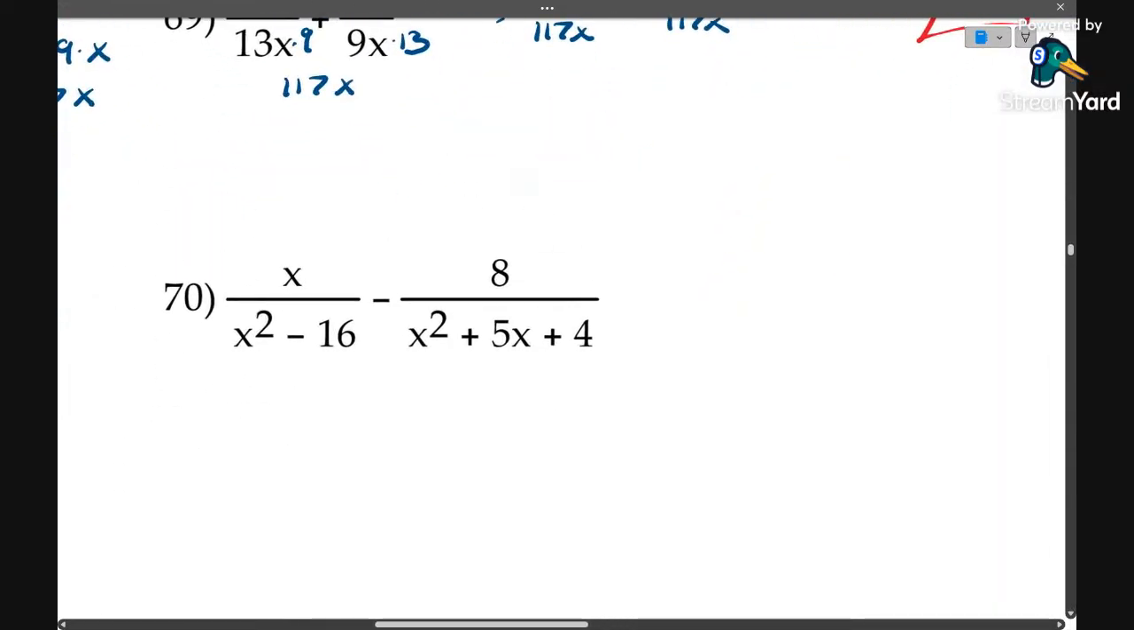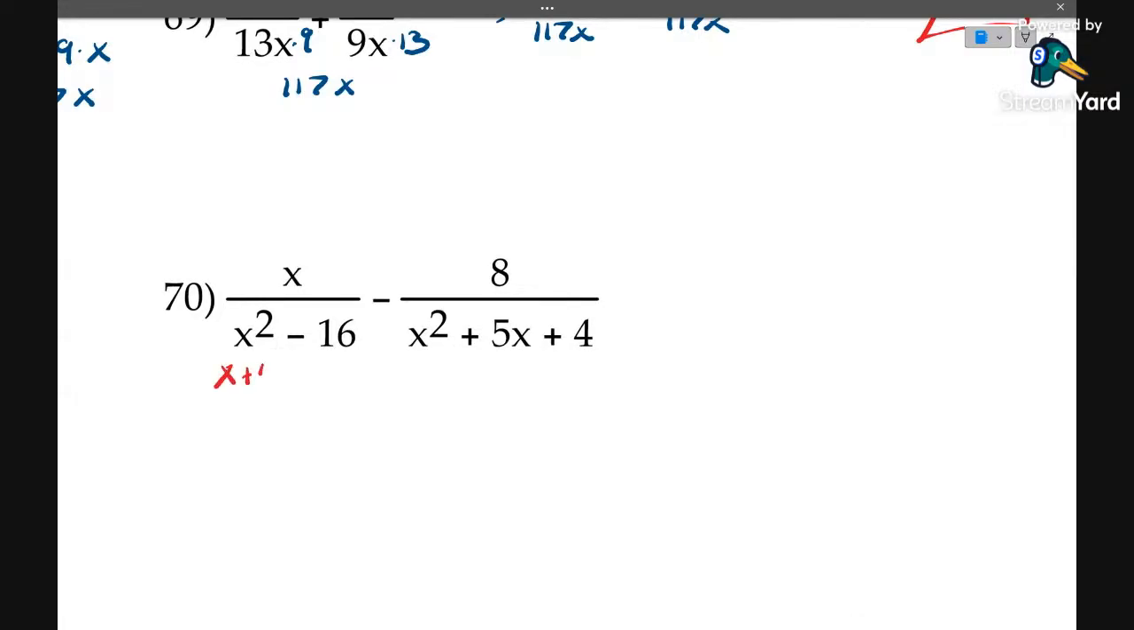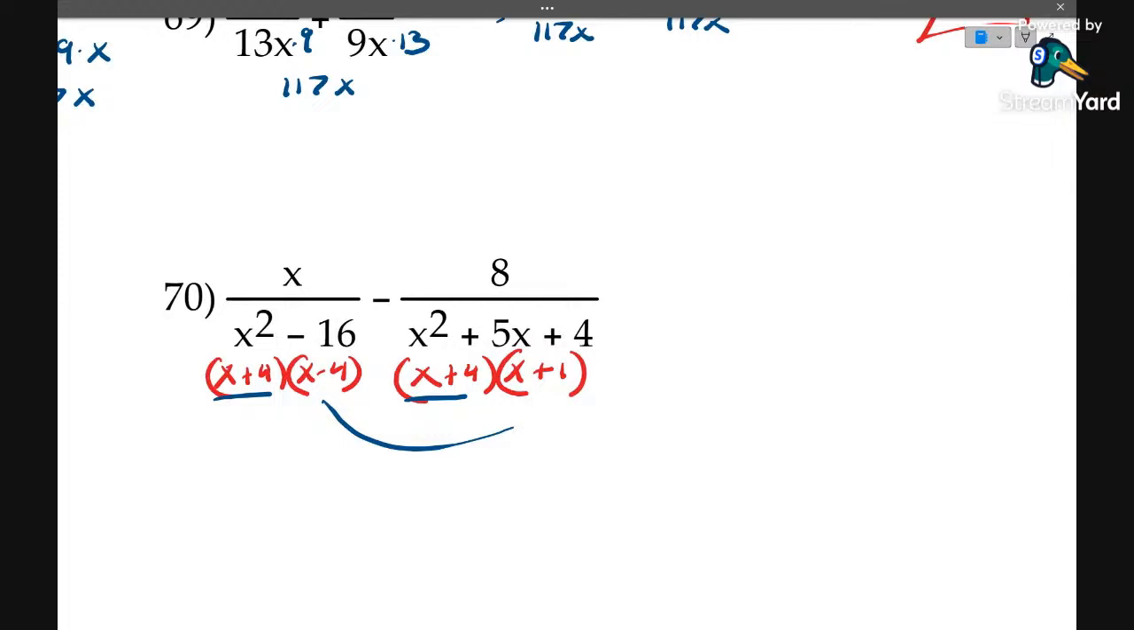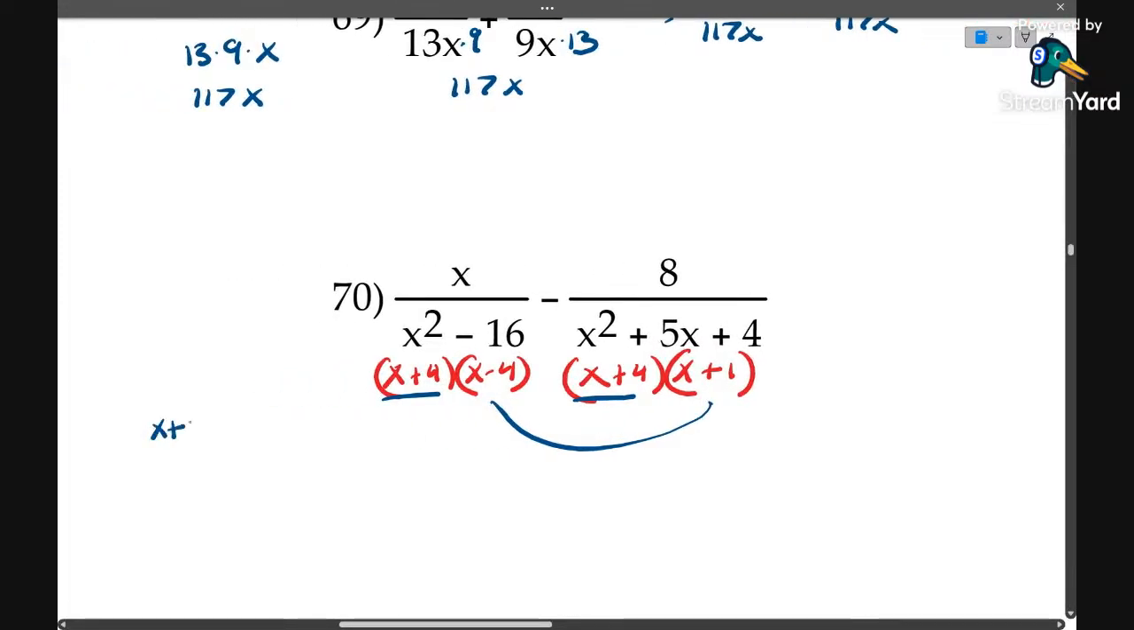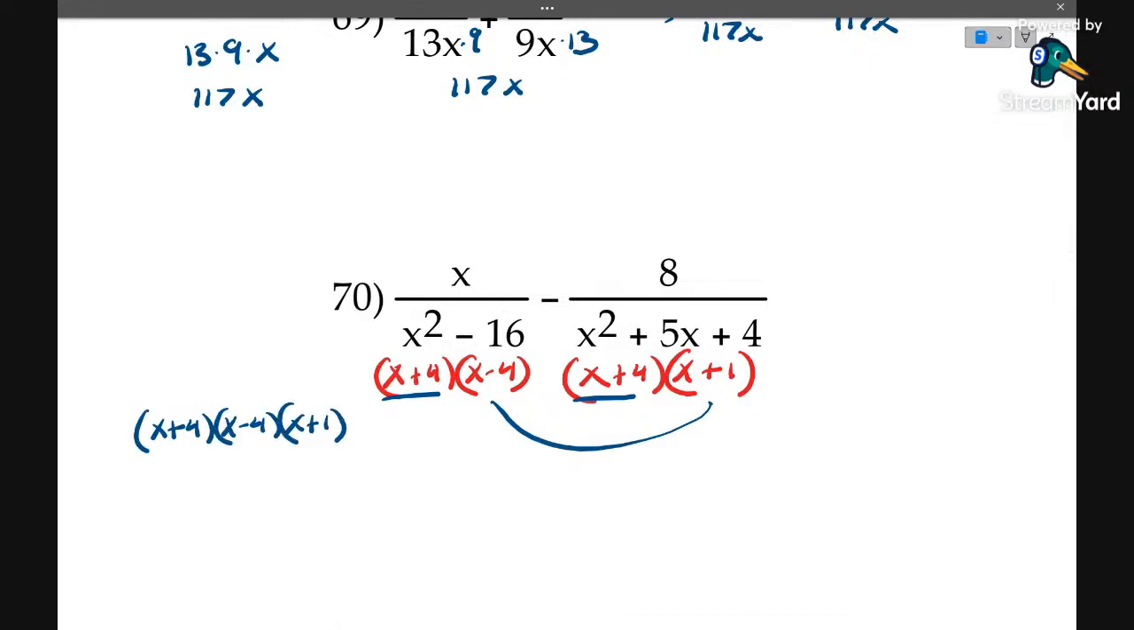In order to find our common denominator, we first need to factor our denominators. We have a difference of squares. And this one's going to factor to be x plus 4 and x plus 1. Both of these have an x plus 4 in common. What they don't have is the x minus 4 and the x plus 1. They don't share those. So our least common denominator will be the x plus 4, as well as the x minus 4 and the x plus 1 that are unique to the two rational expressions.